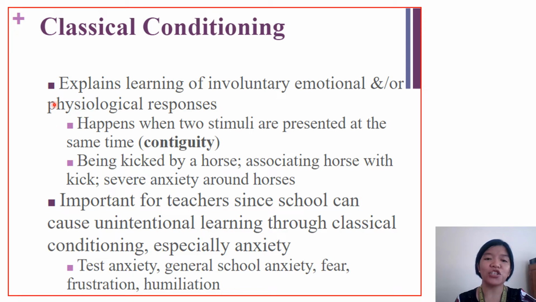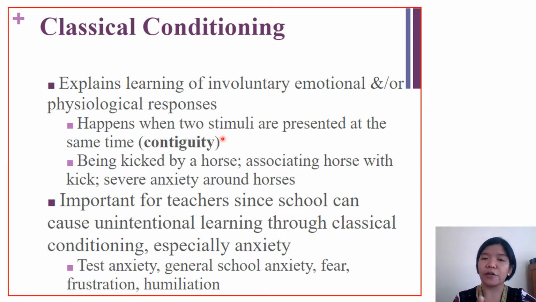Now, classical conditioning explains learning of involuntary emotional and or psychological responses. This happens when two stimuli are presented at the same time, or there is what we call contiguity. When two stimuli are presented contiguously, there is classical conditioning like that of the dog. The dog is conditioned to salivate with just the ringing of the bell.